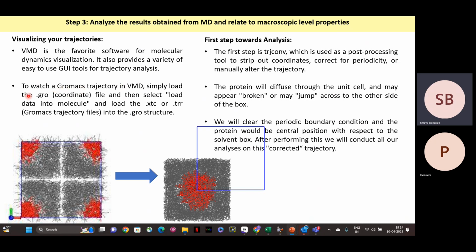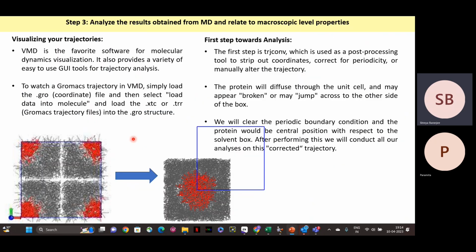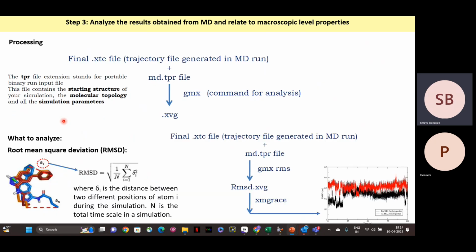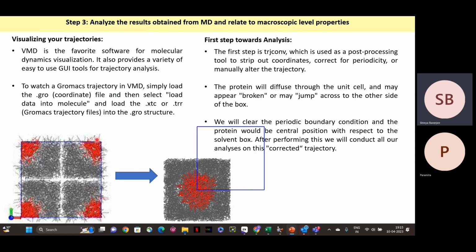Basically, to watch the GROMACS trajectory in VMD, the .gro file has to be selected. We had gotten a .gro file at the end, and this has to be selected, and then the XTC or TRR file has to be loaded. XTC or TRR are basically the trajectory files. The .gro is the PDB file that is energy minimized, and XTC and TRR are the trajectory files. Together these will give you the picture of the trajectory in VMD.